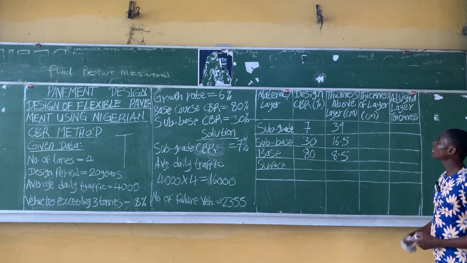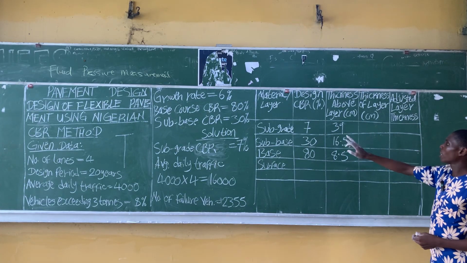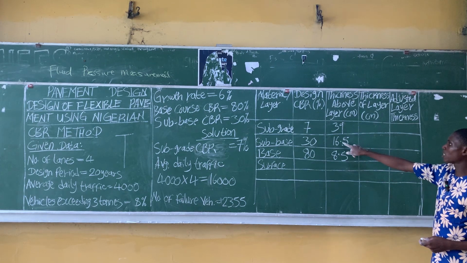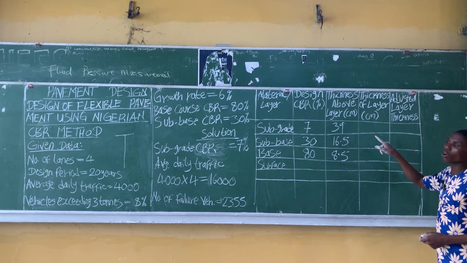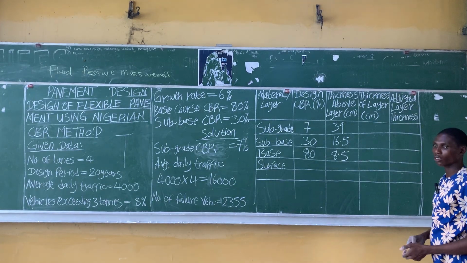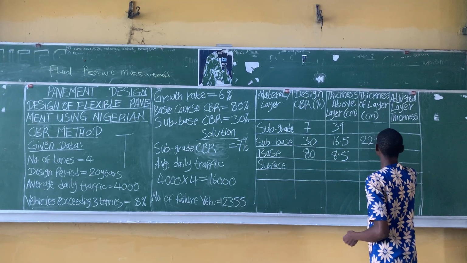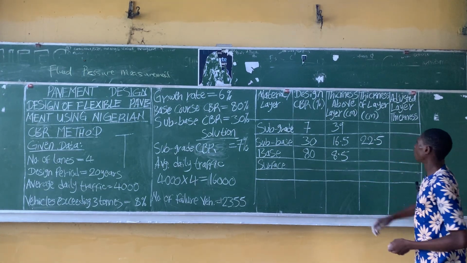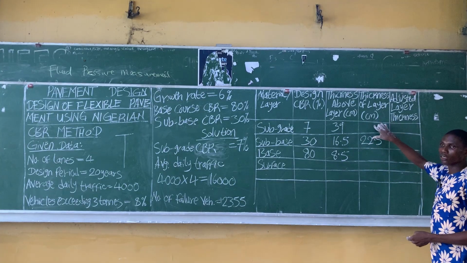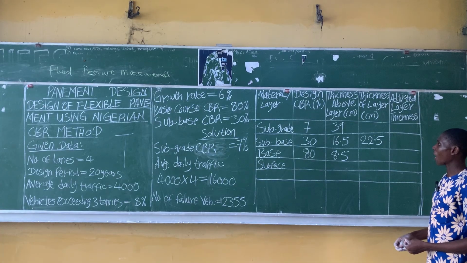The first thickness we have to determine is the thickness of our subbase layer. How do we get that? It's simply the thickness above layer for our subgrade, which is our natural earth, minus the thickness above layer of our subbase. So 39 minus 16.5 will give us the thickness of our subbase layer, which is 22.5. Remember these values that we got from the figure are in centimeters.